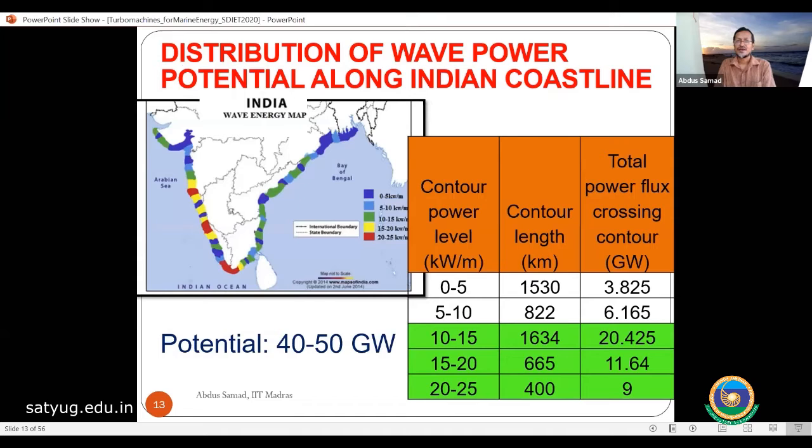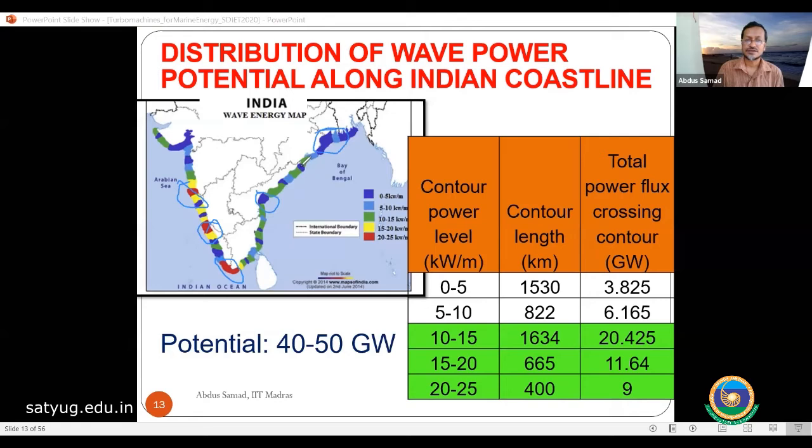Distribution of wave power along the Indian coastline. I already told that we can produce wave energy, and the potential is 40 to 50 gigawatts. This information is given on the Ministry of Renewable Energy website. Our professors, Sundar and Professor Israel, also produced a report for the ministry, and they showed that 40 to 50 gigawatts can be obtained from waves only from the Indian coast. And where can we get power? You see the red zones. Red zones have higher potential. The blue zones are very low, almost zero potential.